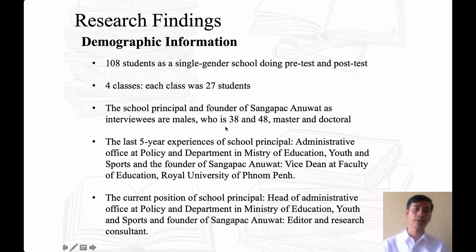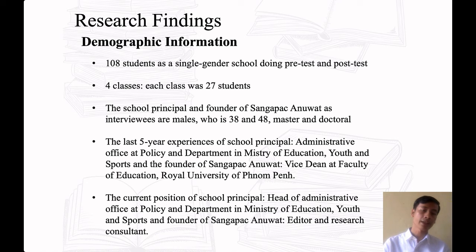Okay, research findings. In this research finding, the demographic information: 108 students from a single-gender school did the pre-test and post-test. It means female students, from 4 classes, each class containing 27 students. The school principal and the founder of Sangapac Anuwat were interviewed. They are male, aged 37 and 40, and 38 and 48.